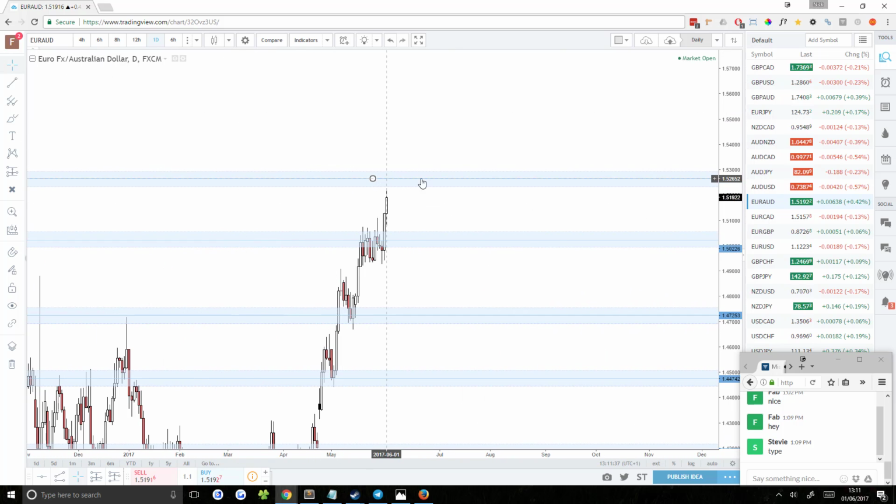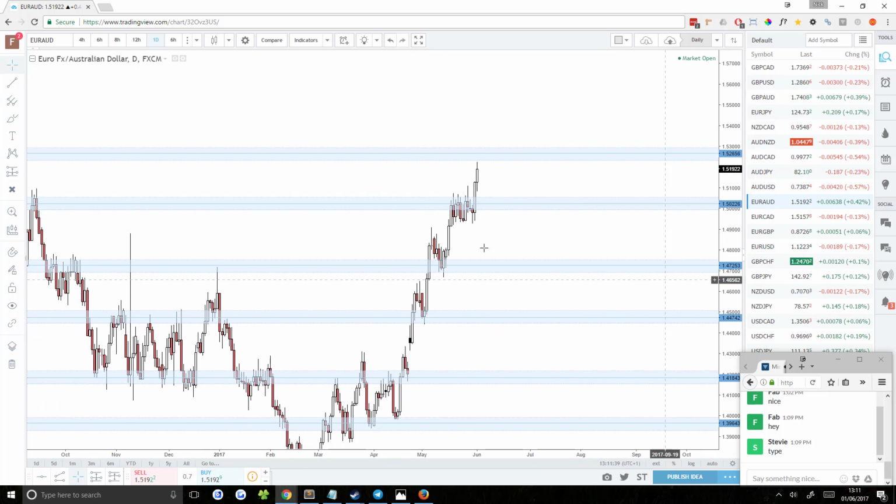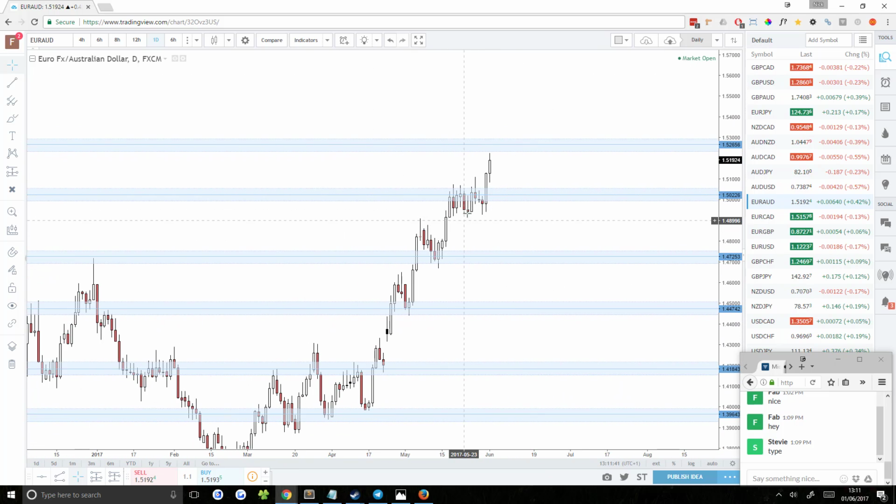So Euro AUD is approaching this resistance area. Last time it hit resistance, there was a potential reversal here. I didn't enter this one, but theoretically, this could have been entered as a reversal trade. It would have failed.